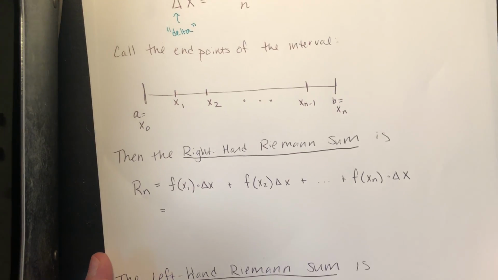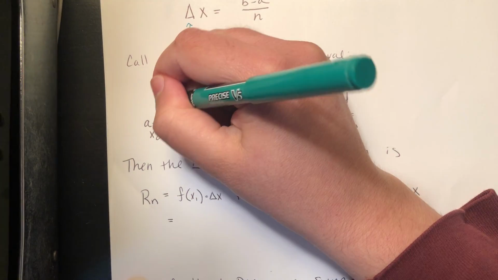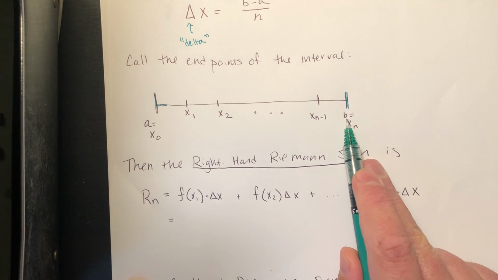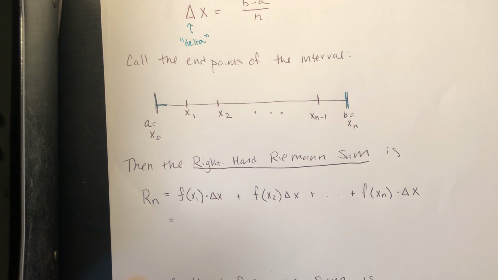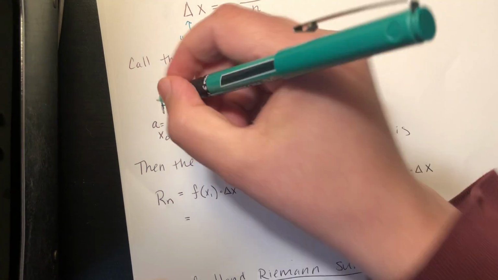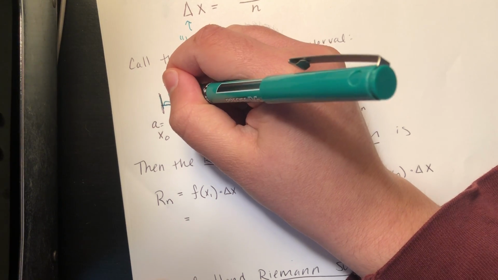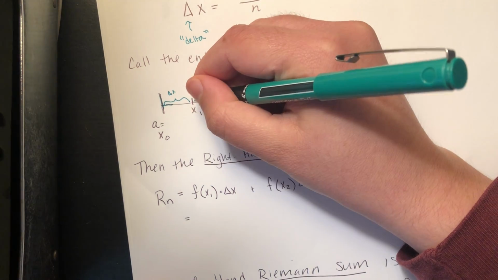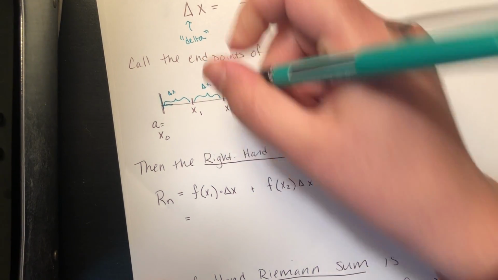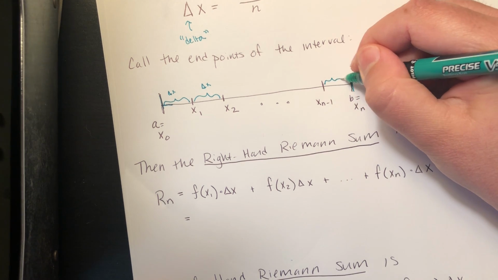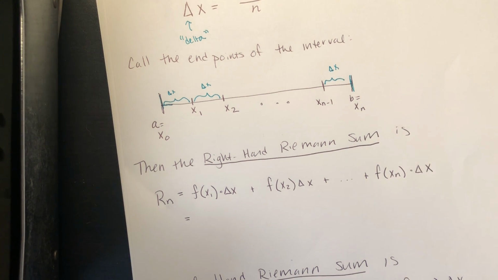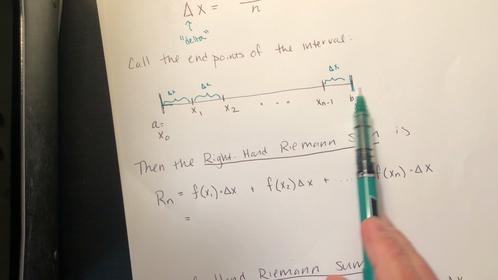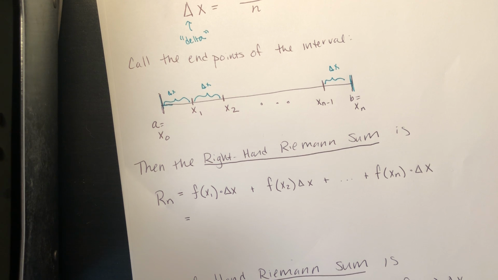So essentially what we're going to do here is, if this is your interval along the x-axis, it starts at a, it ends at b, and we're going to cut it up into n equal pieces. The length of each one of these subintervals is going to be delta x. So this is delta x units long, this is delta x units long, all the way down until your last interval, which is also delta x units long. So you've cut this up into n many subintervals, each of length delta x.